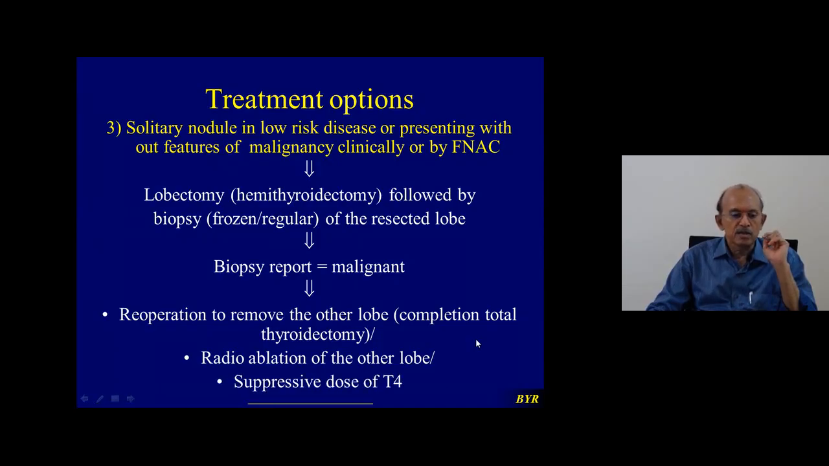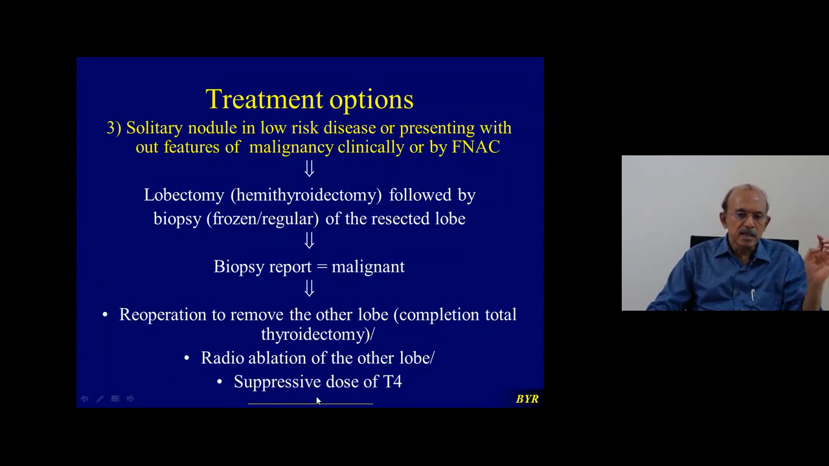Suppressive dose of thyroxine. So any of these things, what you are achieving? You are destroying the other lobe. Reoperation to remove the other lobe. Or you give radioactive iodine. That also destroys the other lobe. Or you give T4 in high dose.